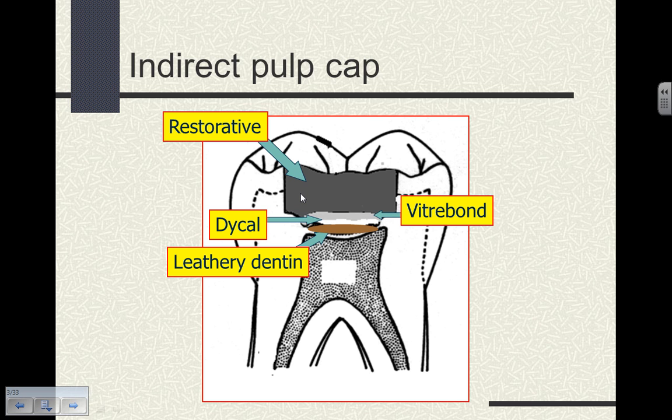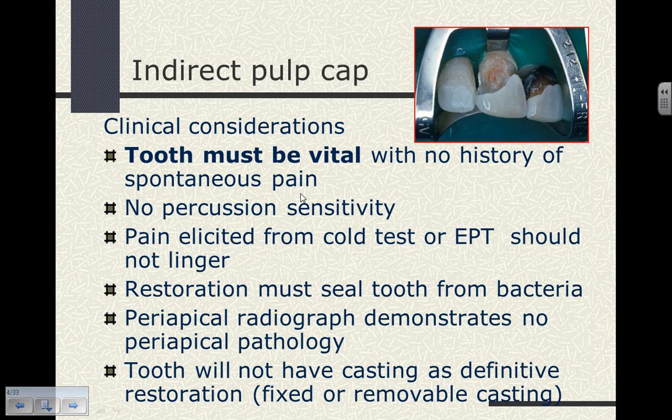To make the decision to do an indirect pulp cap, we need to have certain clinical considerations. First off, the tooth must be vital. No history of spontaneous pain. The patient would basically tell us that the tooth is asymptomatic. We should have no percussion sensitivity of the tooth. There should be no pain elicited from a cold test or an EPT, and that pain should not linger.